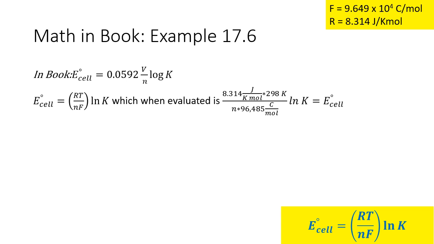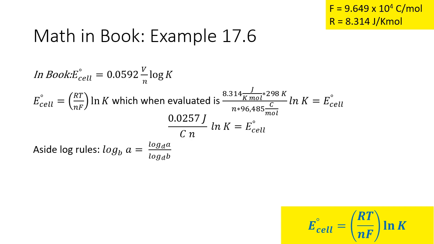Okay, so if we start with our E naught cell is equal to RT over NF natural log of K, when you evaluate that, you put in your R, you put in your T, you put in your F, you get 0.0257 joules per coulomb times N times natural log of K is equal to E naught cell. Okay, note, we're still in natural log.